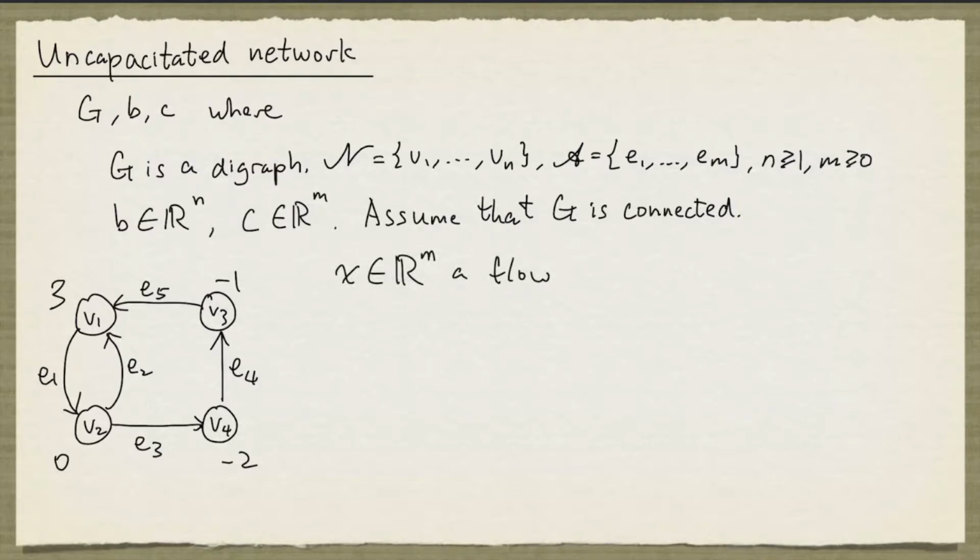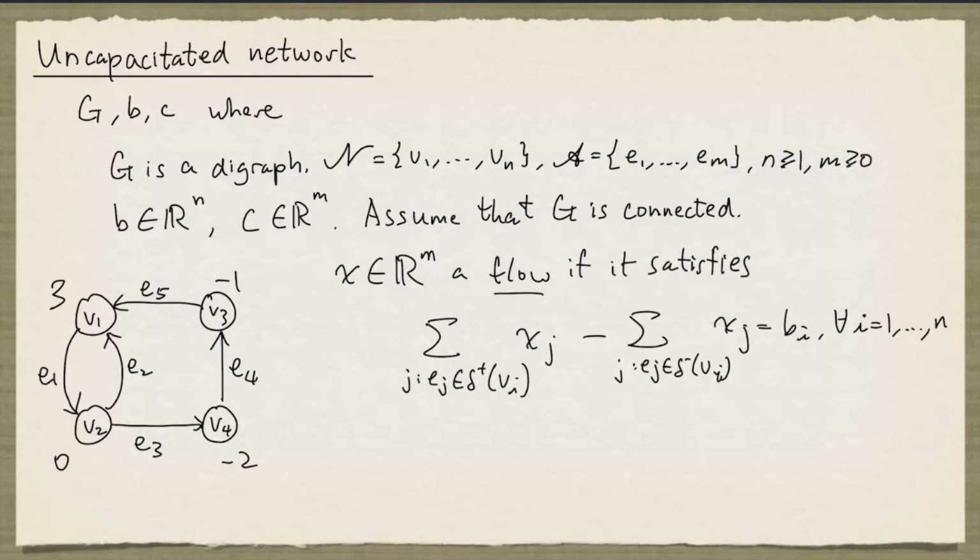We call an m-vector X a flow if it satisfies the following constraints. So for each node, we're going to have one of these constraints, and it says the following. The sum of the entries of X that correspond to the arcs coming out of Vi minus the sum of the values of the entries of X corresponding to the arcs going into Vi is equal to Bi. And intuitively, this means that the net flow out of node Vi must equal the amount of supply at node Vi. Here we are not assuming that X is non-negative, but if it is so, we call X a feasible flow.